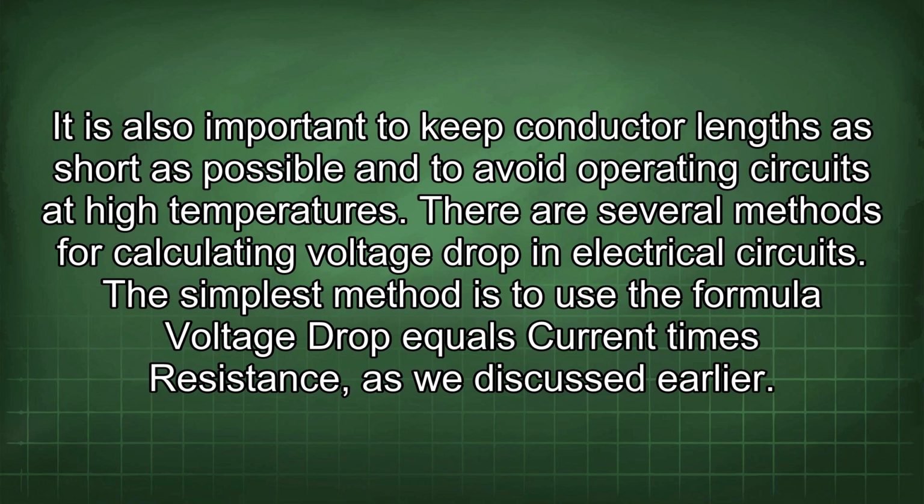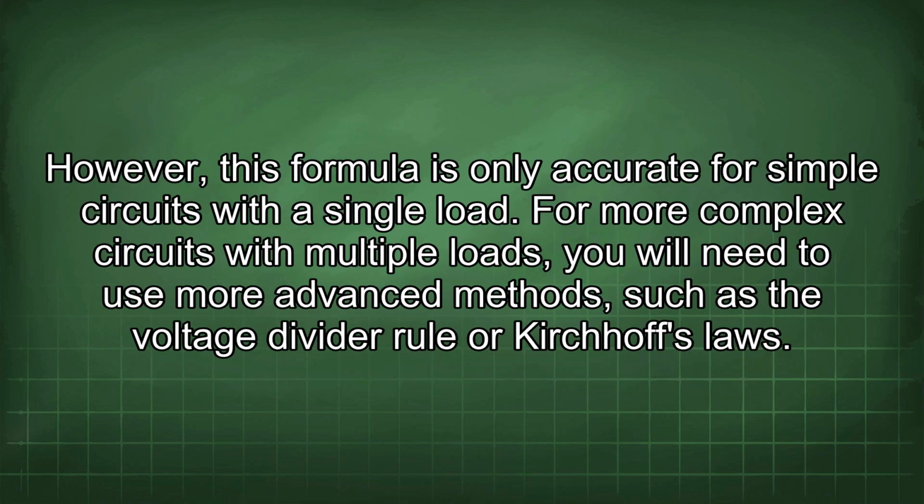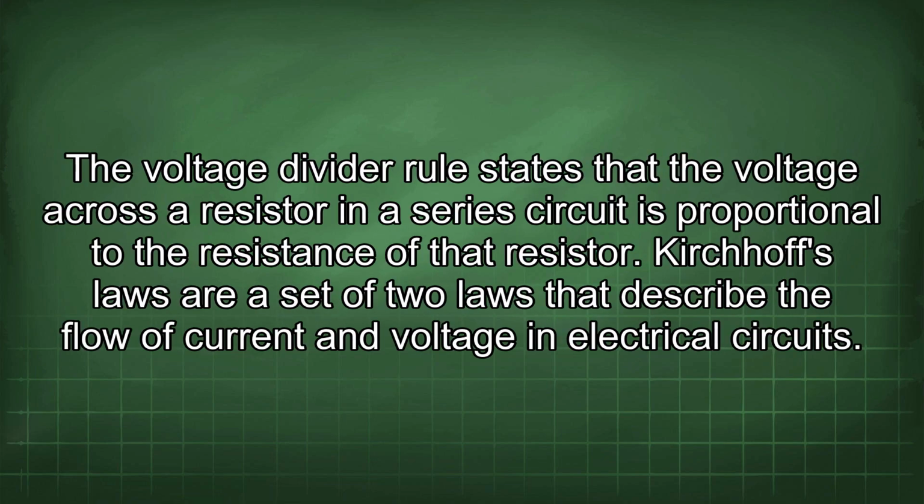There are several methods for calculating voltage drop in electrical circuits. The simplest method is to use the formula voltage drop equals current times resistance, as we discussed earlier. However, this formula is only accurate for simple circuits with a single load. For more complex circuits with multiple loads, you will need to use more advanced methods, such as the voltage divider rule or Kirchhoff's laws. The voltage divider rule states that the voltage across a resistor in a series circuit is proportional to the resistance of that resistor.